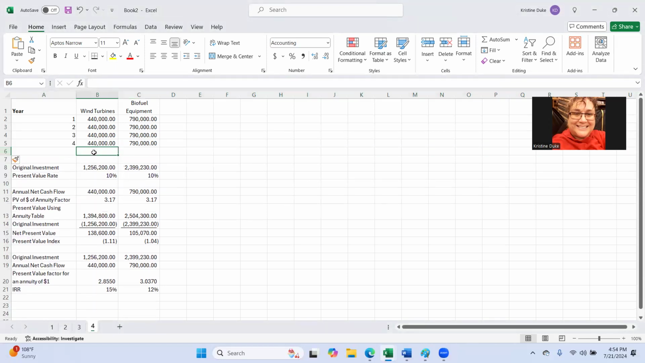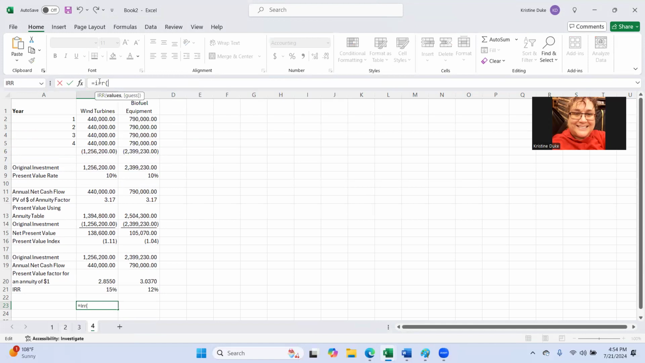Let's go, this negative. At least I think this is my problem. We're going to find out. Equals IRR. Let's grab that. Comma.